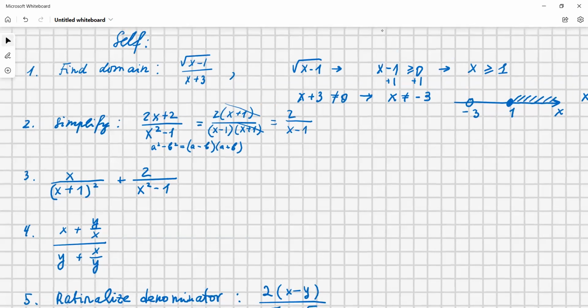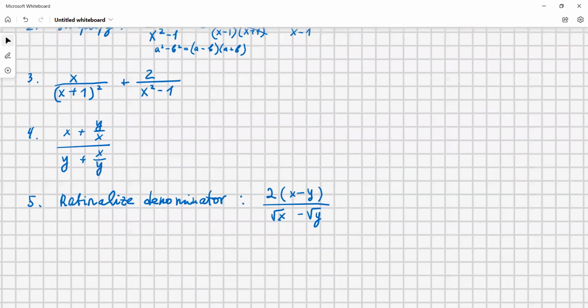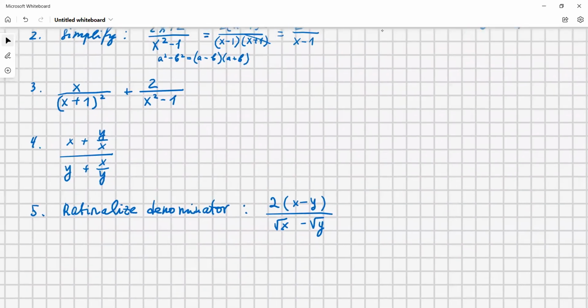Okay. Move to the next question. The next question is to simplify an expression which consists of 2 fractions. To simplify this expression, I'll need to add these 2 fractions, and to add these 2 fractions, I must bring them to a common denominator. But before I do this, I'll need to factor both denominators.